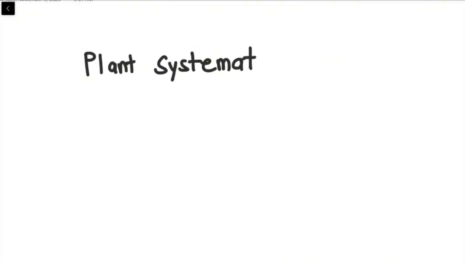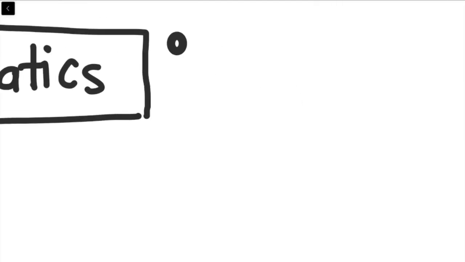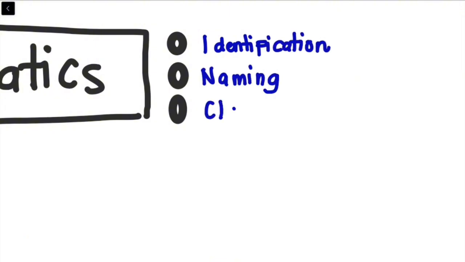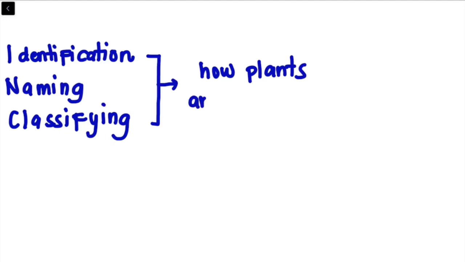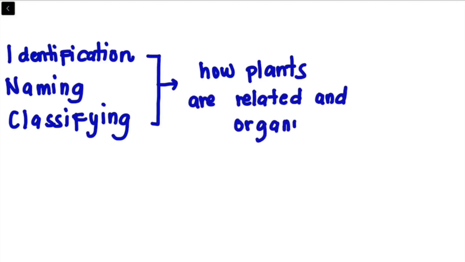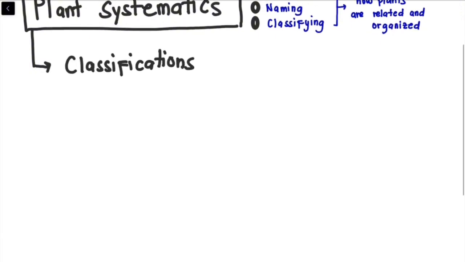So hi everyone, on this lecture, we will study plant systematics. Remember, plant systematics is the science of identifying, naming, and classifying plants. It helps us understand how plants are related and organized in the plant kingdom. For the classification that we will cover for this topic, we'll have the fungi and the lichens.